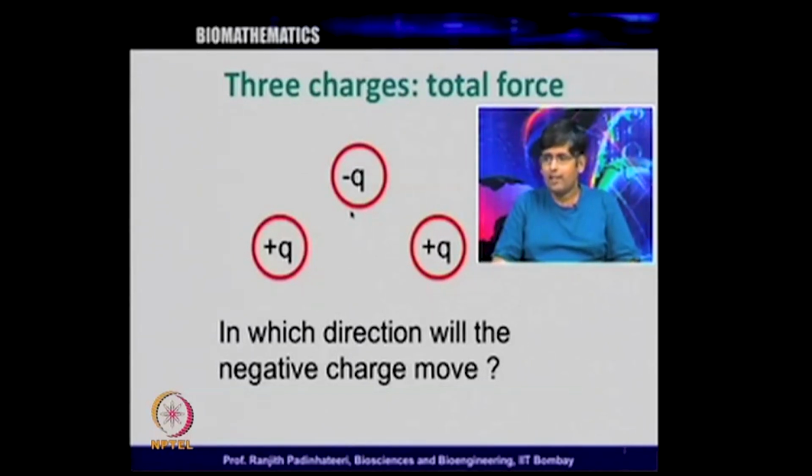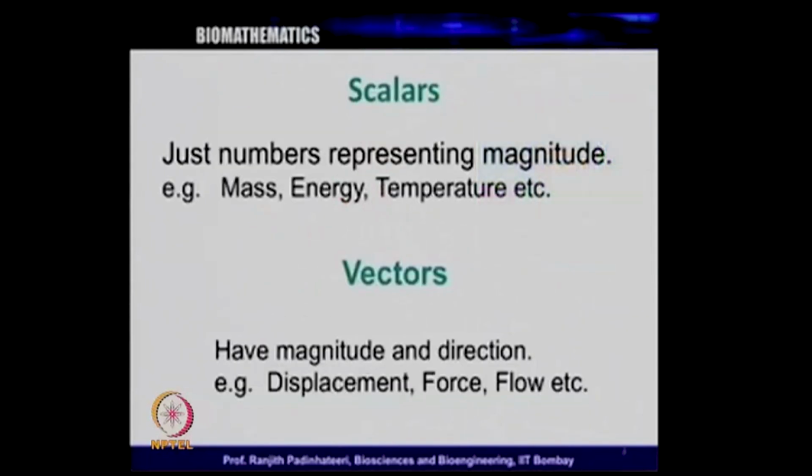But before that, let us see what we discussed so far. We said something about vectors, and that vectors have direction. So what are the other quantities other than vectors? There are two types of quantities: scalars and vectors. So have a look at this slide. There is something called scalars and there is something called vectors.